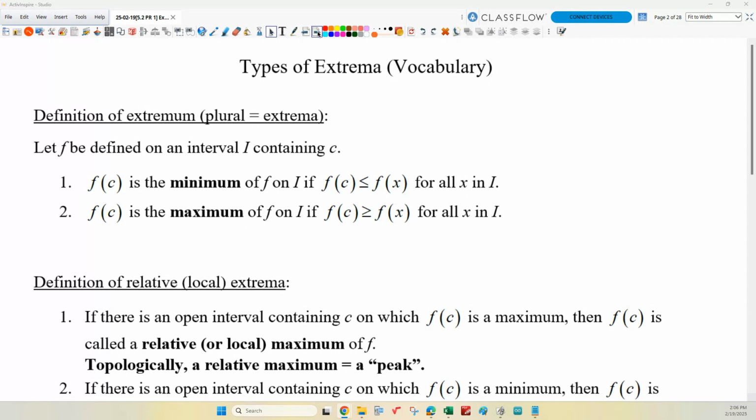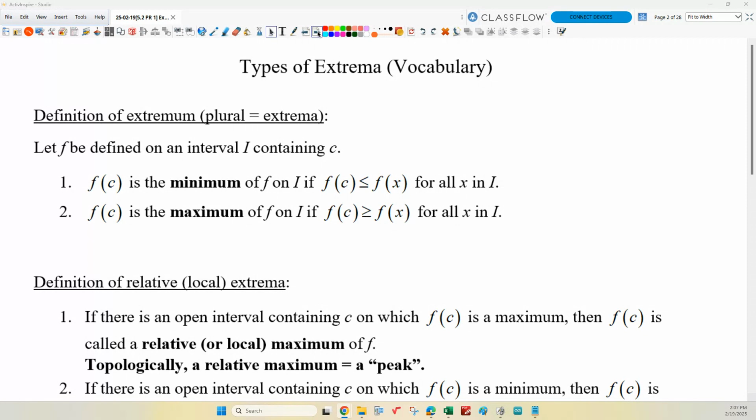So there's some interval of x values containing some specific value c, and if the function is defined on that interval, then we would say that f of c is a minimum of our function on this interval if f of c is less than or equal to f of x for all x in the interval. In other words, c is the value that makes our function the lowest, or at least there's no other point that's lower than that. Does that make sense? On our interval, then we say it's a minimum.